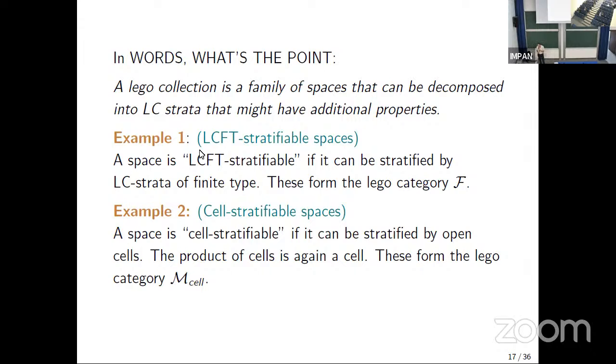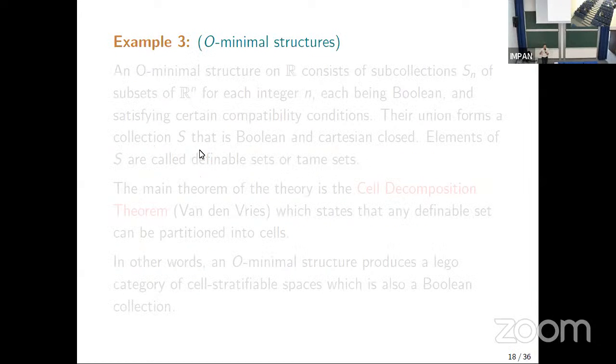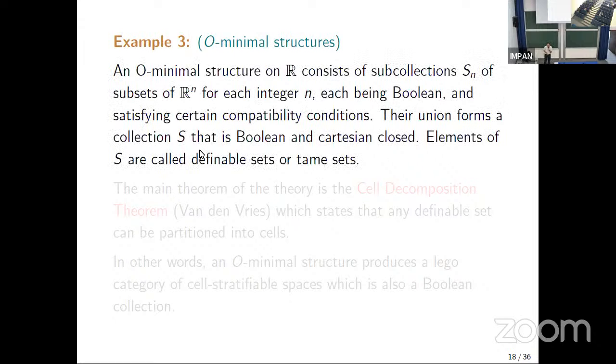So these form a Lego category. But the complement of two cells is not necessarily a cell. There is a category of self-stratifiable spaces, such that the complement of two spaces is again in that space. And I discovered that to be all minimal structures, which you have mentioned earlier, like semi-algebraic sets. So the o-minimal structures turned out to be a special case of the Lego category.